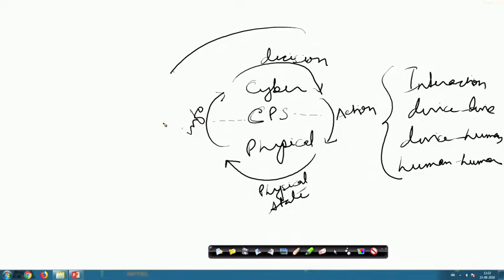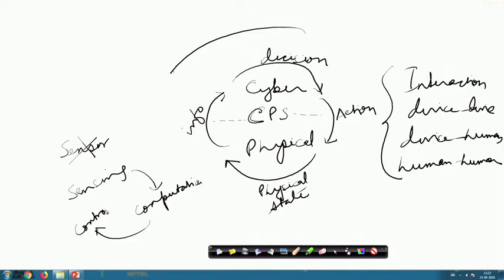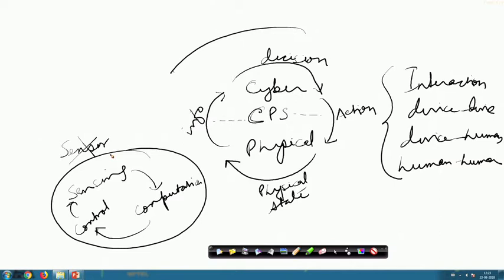So, what we have essentially is some kind of a loop between sensing, then computation, and then control. So, this kind of loop is going to exist in cyber physical systems.